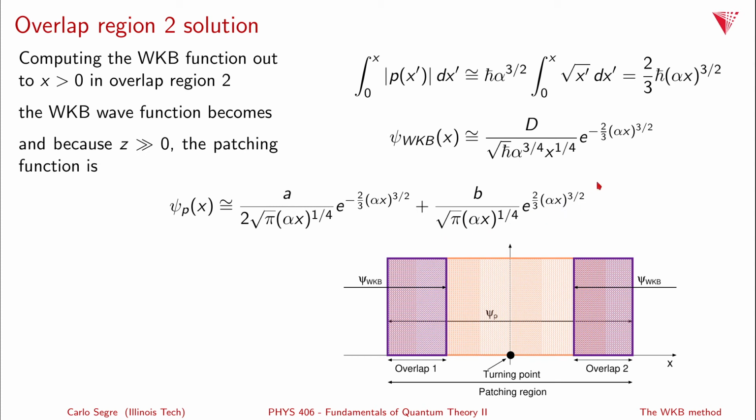Now clearly this second term will not match the WKB function. And so by comparing the two, we can see that a, which has this term here and everything else, the exponential looks exactly the same, so we can equate the two constants in front, and we find that lowercase a is equal to the square root of 4 pi over alpha h bar times capital D. And we also see that b is equal to 0. So that's overlap region 2.